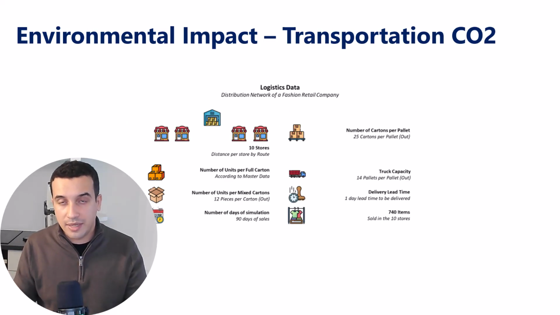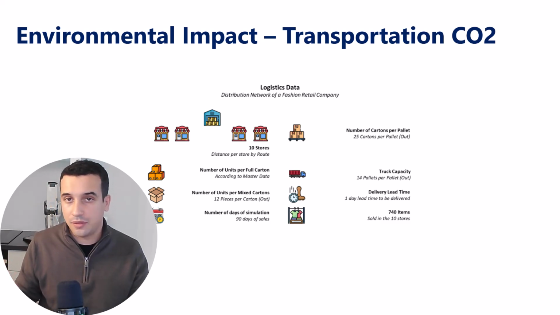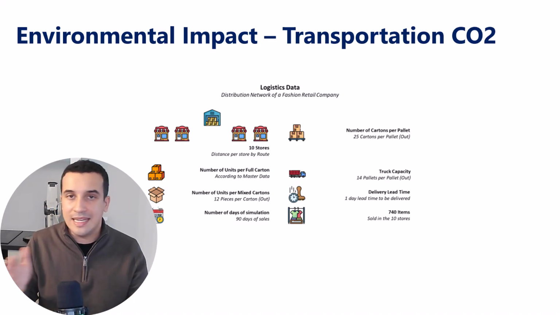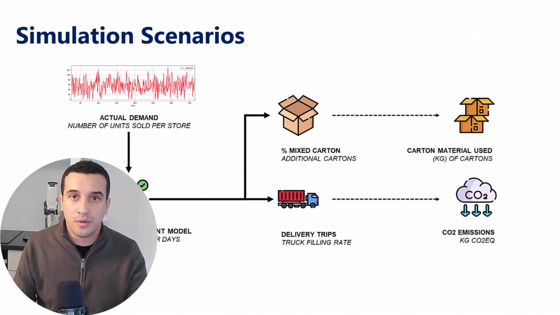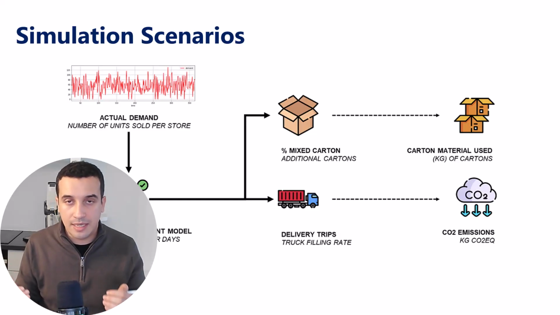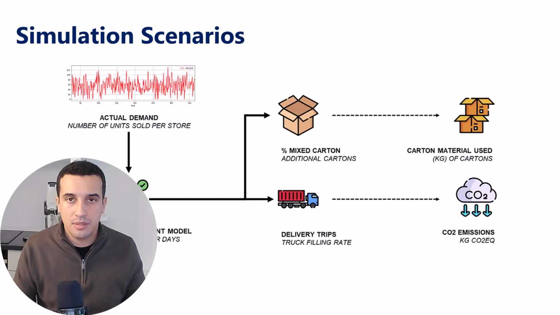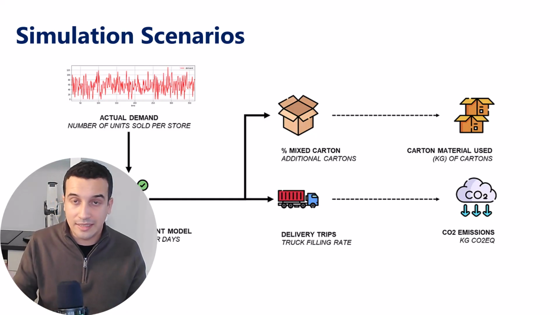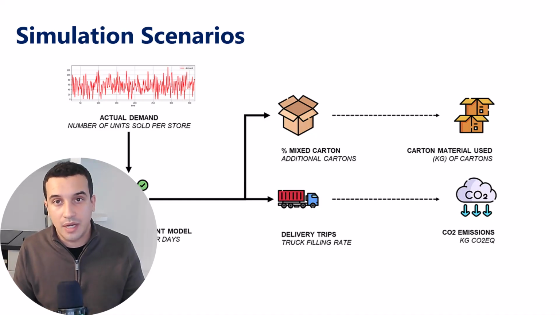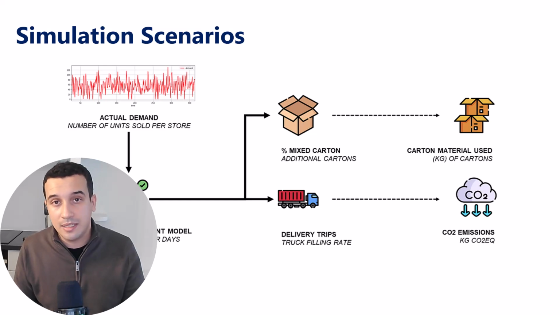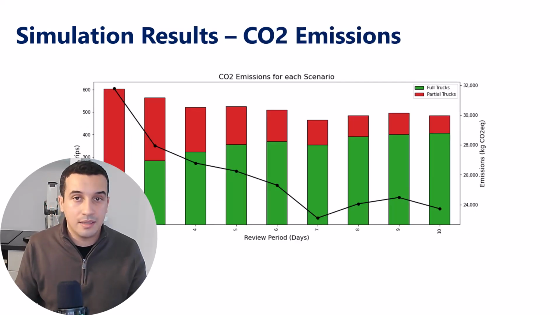So the idea in the case study that you can find in the description was to take actual data from a retailer based in Asia Pacific and test for 90 days multiple scenarios of inventory management rules. So we have changed the parameters, and here it's mainly the review period, which means how frequently you are delivering the stores. And for each scenario, we calculate the percentage of mixed cartons, that is directly linked to the usage of carton, and the number of delivery trips and the truck filling rate that are directly linked to the CO2 emissions. And the results look like this.